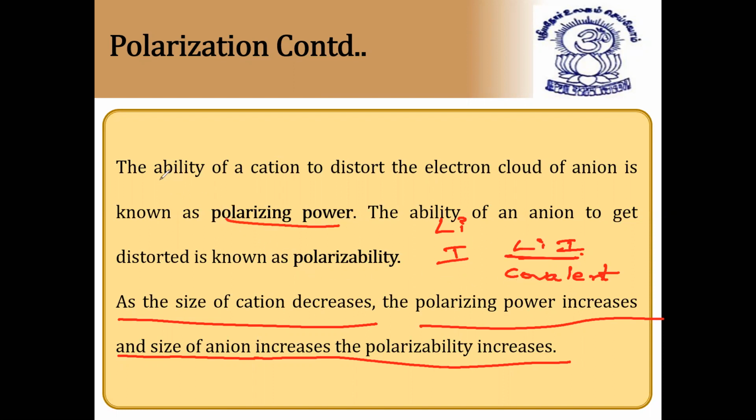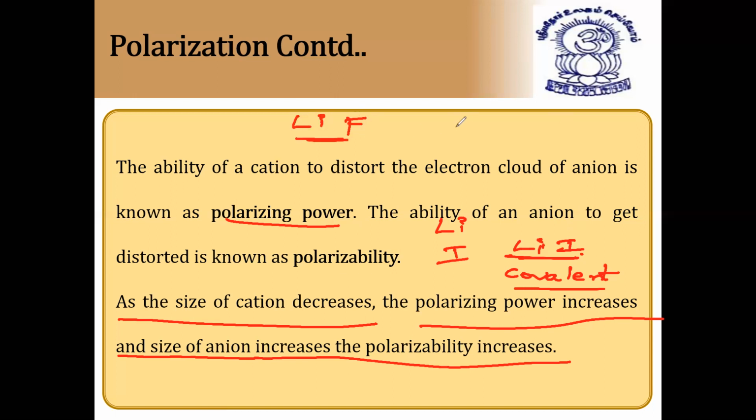What is the polarizing power? The ability of a cation to distort the electron cloud of an anion is known as polarizing power. A small cation will have more polarizing power. As the size of the cation decreases, the polarizing power increases, and as the size of the anion increases, the polarizability increases, due to which covalent character develops. So lithium iodide is covalent, more covalent than lithium fluoride. Lithium fluoride is ionic because it has a small cation and a small anion.